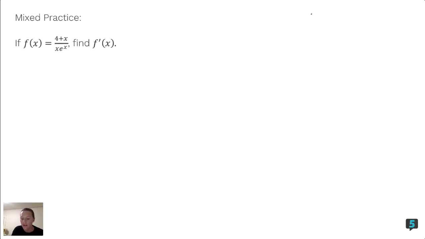So when I look at this one, first thing I'm picking up on is that there's the division there, and so I'm thinking product, or not product rule, quotient rule, okay? When I go to set this up now, I've got 4 plus x, and I have x e to the x. Derivative of 4 plus x is just 1. And now how do I find the derivative of x e to the x? What do you think?